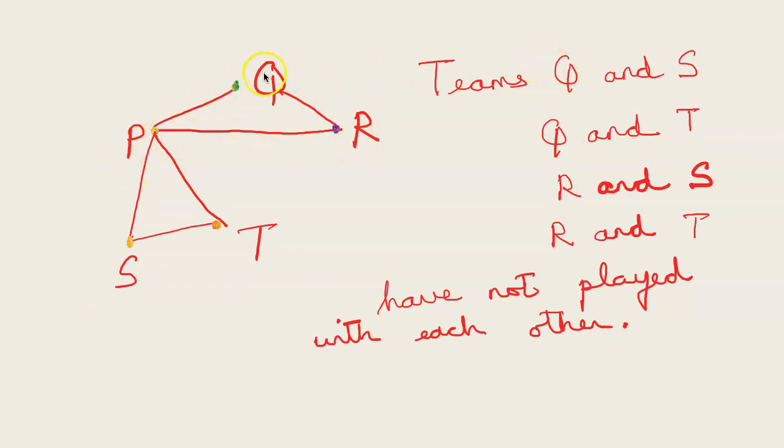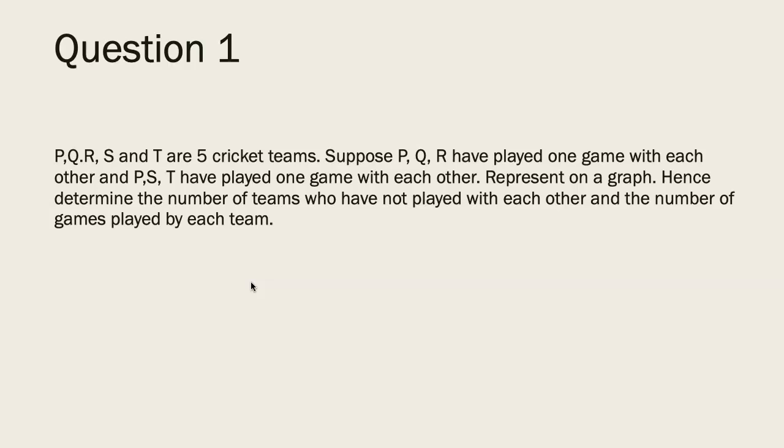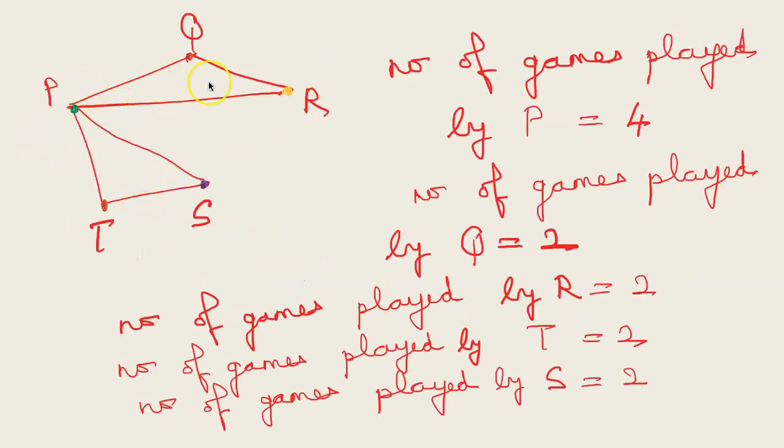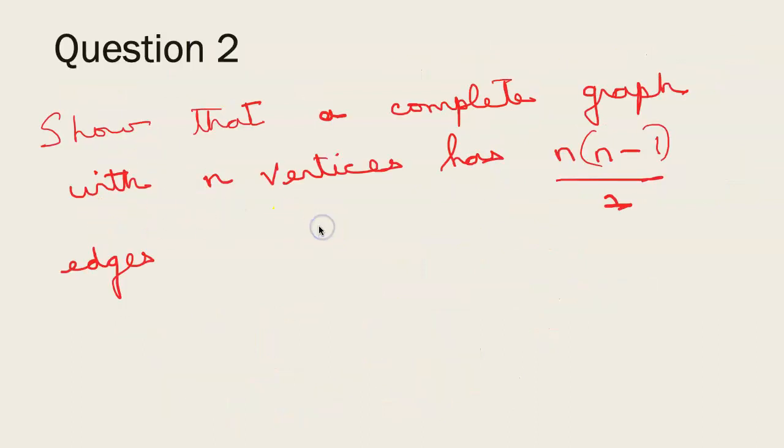PQR have played one game with each other. PST have played one game with each other. So Q and S, Q and T, R and S, R and T have not played with each other. And we need to find the total number of games played by each team. So P has played 4 games. Q has played 2, R has played 2 games, T has played 2 games and S has played 2 games.